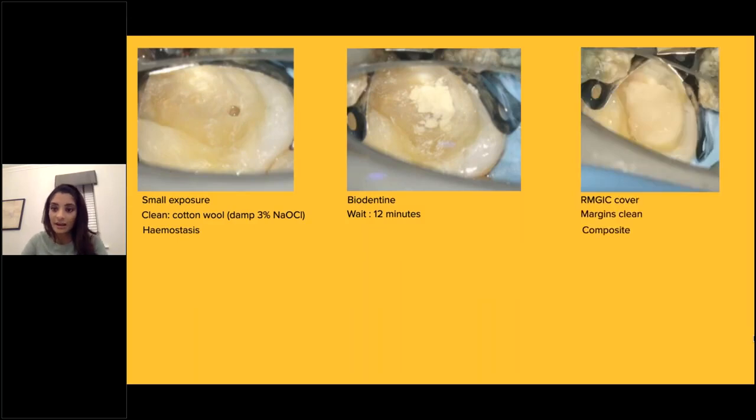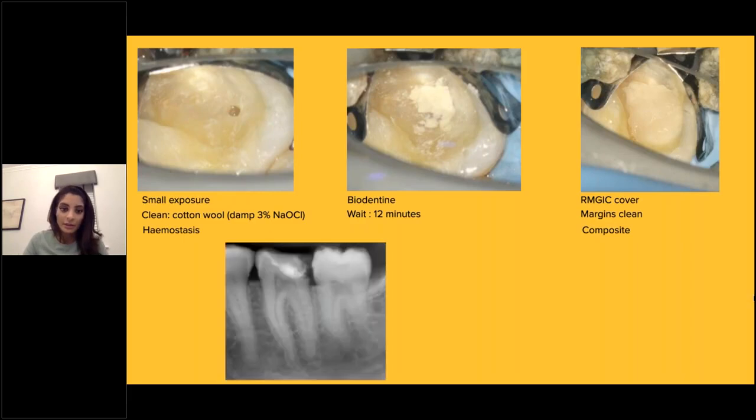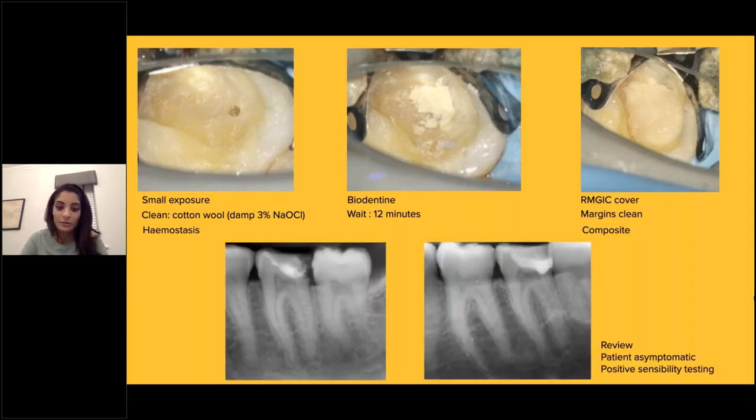Then in this case, I covered it with a resin modified GIC, make sure the margins of the restoration are totally clear, and then I put a composite on top of that. So everything was done in one stage, and this was before and this is after. I've actually changed the way I manage these cases a little bit.